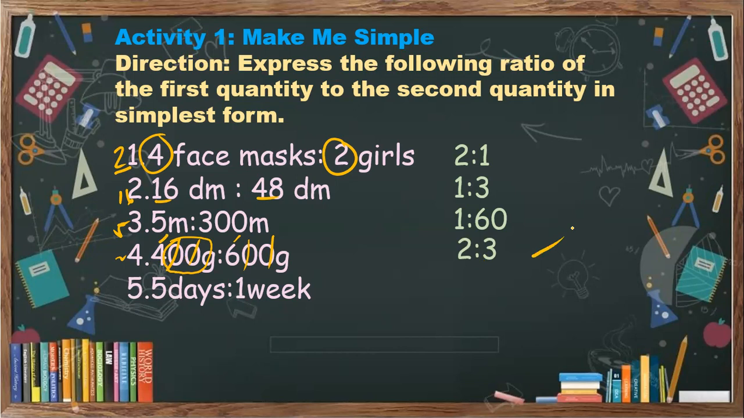How about 5 days to 1 week? Look at the units. We have different units here. So you have to change the unit week into days so they have the same unit. We all know that in 1 week we have 7 days. Therefore, our ratio here is 5 is to 7. And 5 is to 7 is already in simplest form.